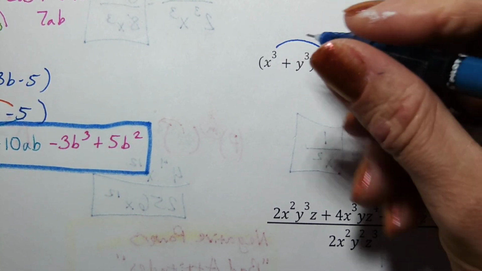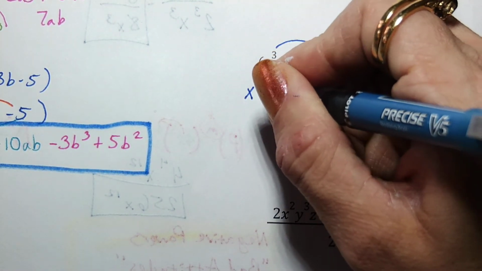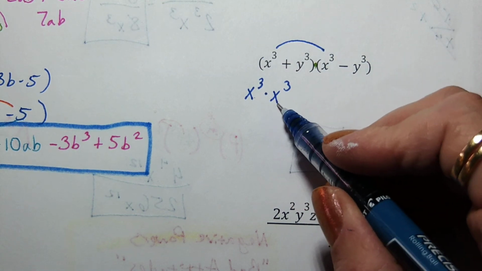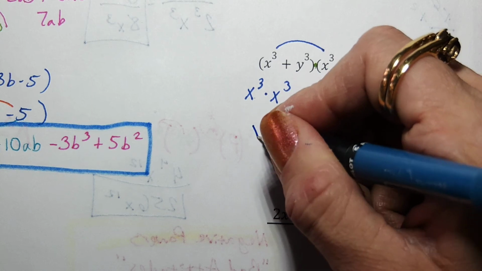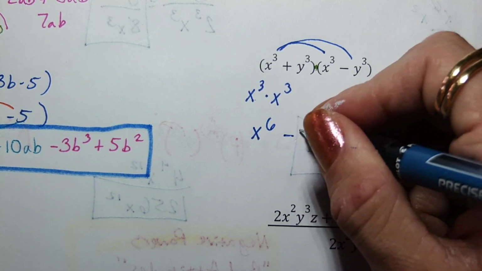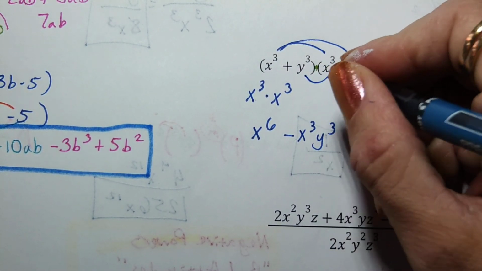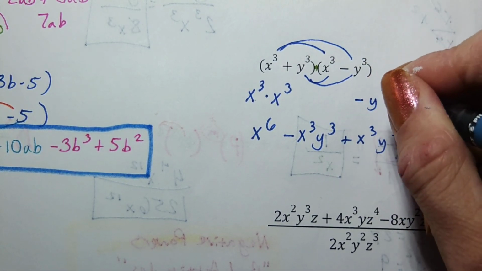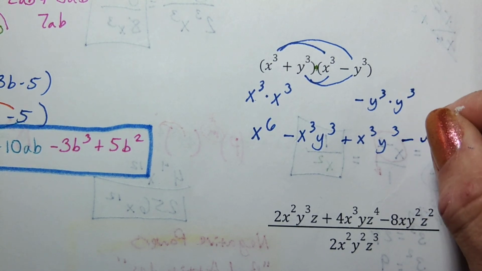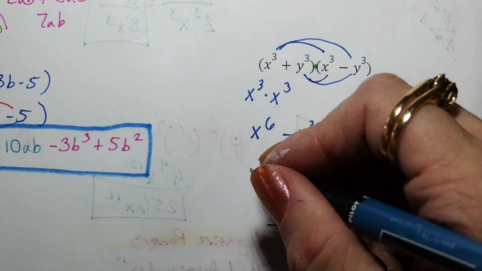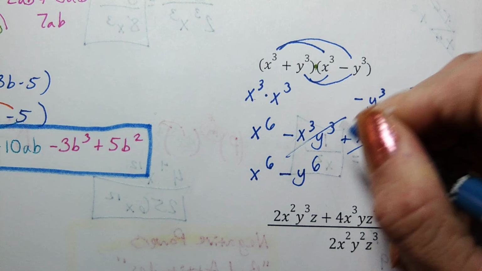If it hurts your brain, x cubed times x cubed, we can actually write that out. What is x cubed times x cubed? Now this is more like what we were doing yesterday. We're multiplying the bases, so what will we do with the exponents? Add them, so x to the 6. Then x cubed times negative y cubed, and y cubed. We got like terms that cancel. Final answer, x to the 6 minus y to the 6.